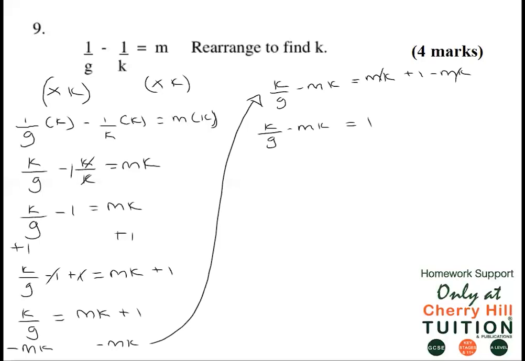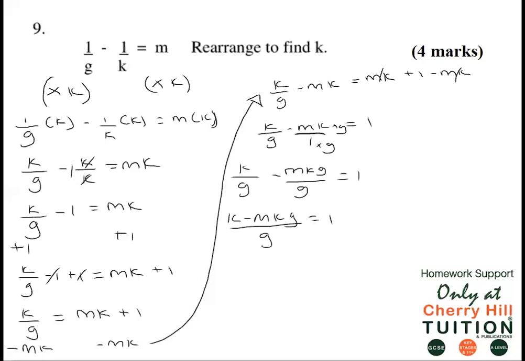So the minus mk is the same thing as minus mk over 1. We now need to simplify the left-hand side. What we can do is multiply this by g and this by g in order to get the same denominator. This will leave us with k over g minus mkg over g is equal to 1. Okay? So k minus mkg over g is equal to 1.